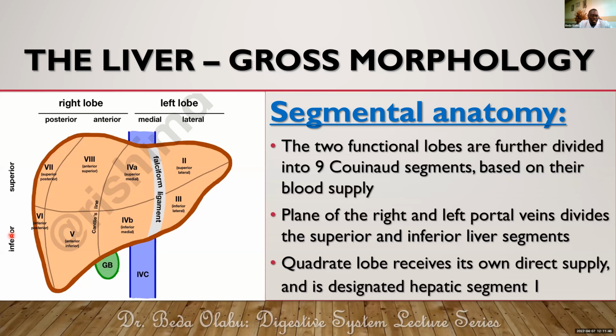The superior and inferior segments are divided by the plane of the portal vein, splitting into 2, upper and lower parts. Remember, the right physiological lobe is divided into anterior and posterior, but the left physiological lobe is divided into medial and lateral.